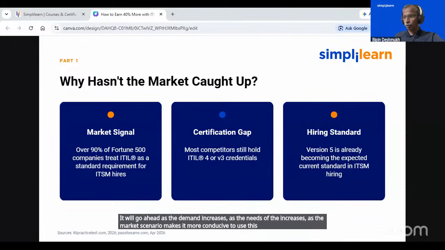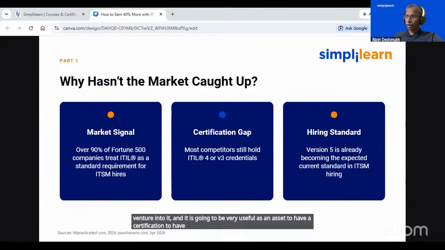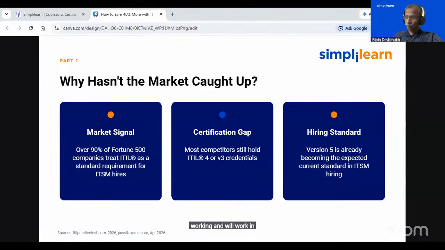People are going to shift towards that, and it is more opportunity for individuals in organizations across the globe to venture into it, and it is going to be very useful as an asset to have, or a certification to have, which showcases your proficiency and efficiency in not only ITIL or DPSM, but also inclusive of AI, which showcases that you are aware of how things are working and will work in the overall value system. Right. Thank you, Bipin.